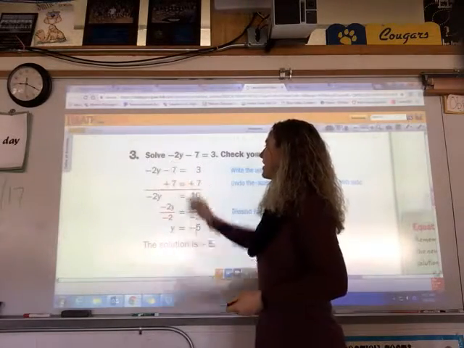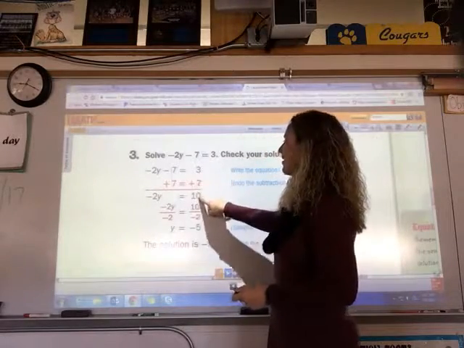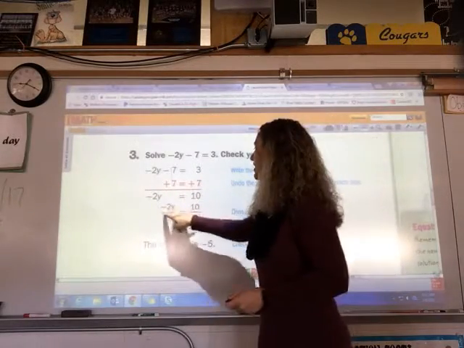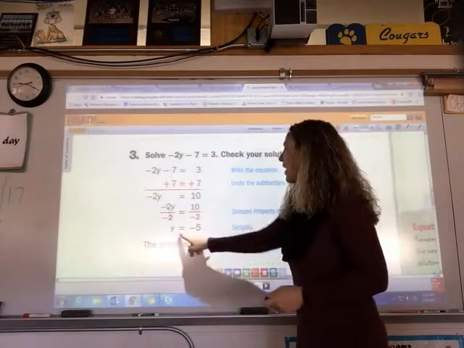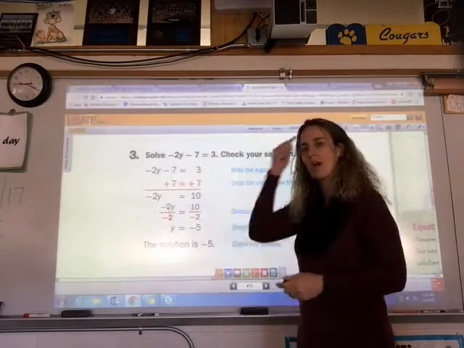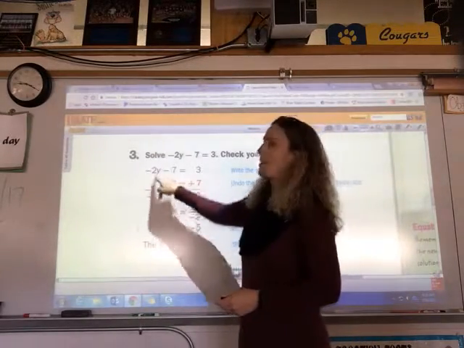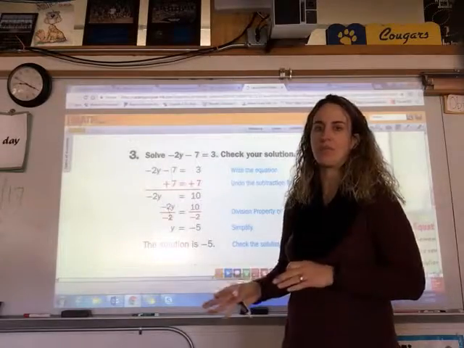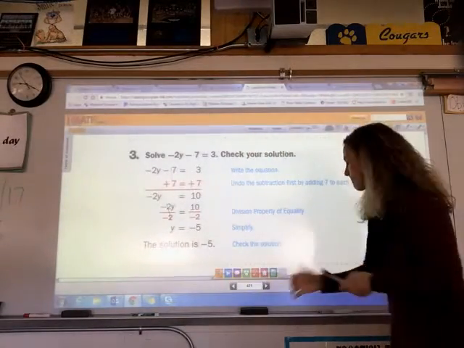Negative 7 plus 7 cancels out. Negative 2y is left. That's going to equal 3 plus 7 is 10. So I have negative 2y equals 10. We're going to divide both sides by negative 2. So y is going to equal negative 5. And again, I can go back and check it. Negative 2 times negative 5 would be a positive 10. Remember, a negative times a negative is a positive. And I have 10 minus 7, which would give me 3.